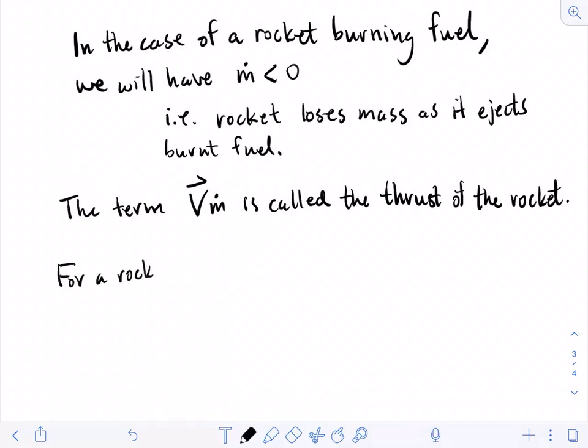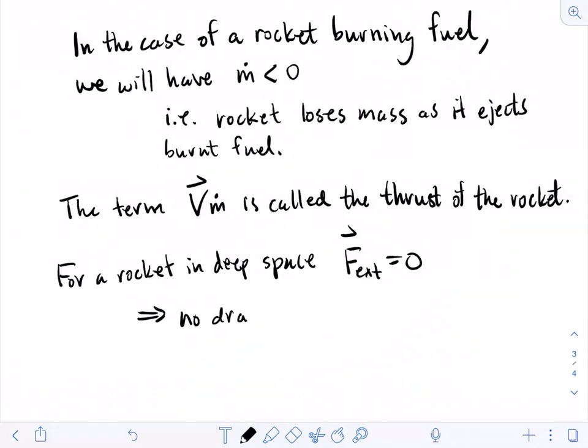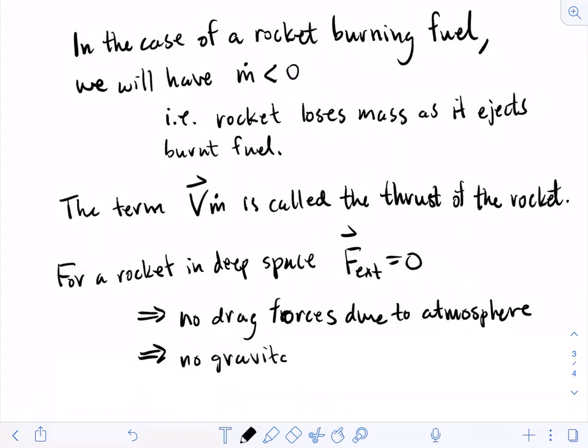For a rocket in deep space, we would say F external is equal to 0. We assume that, in deep space, space is a very good vacuum, and so there are no drag forces due to some kind of atmosphere. And let's say there's no gravitational force due to a nearby mass. So we're not near the sun, or some planet or some black hole or something like that.